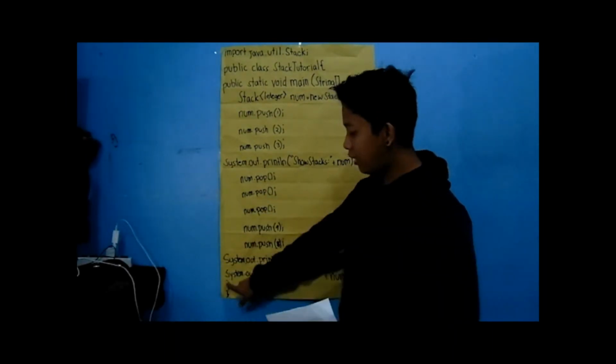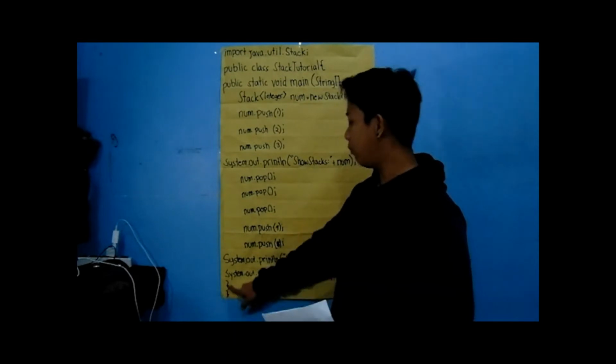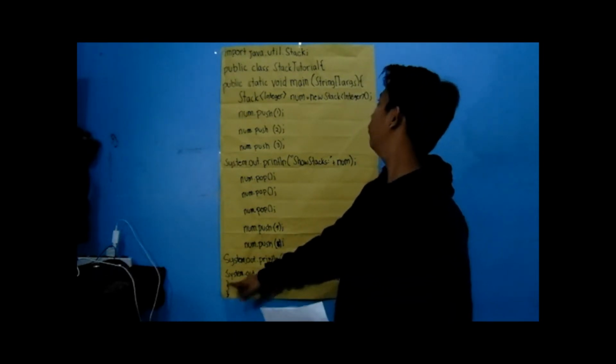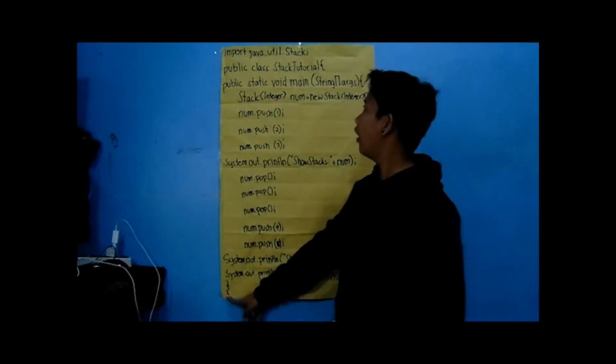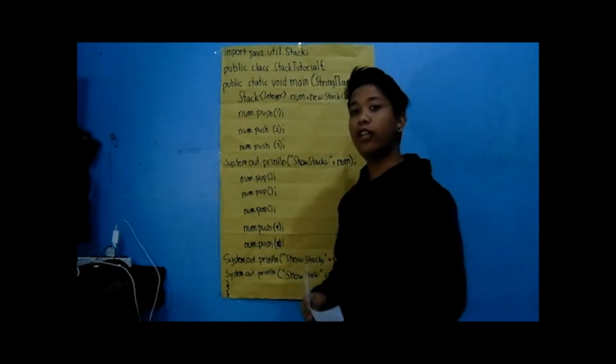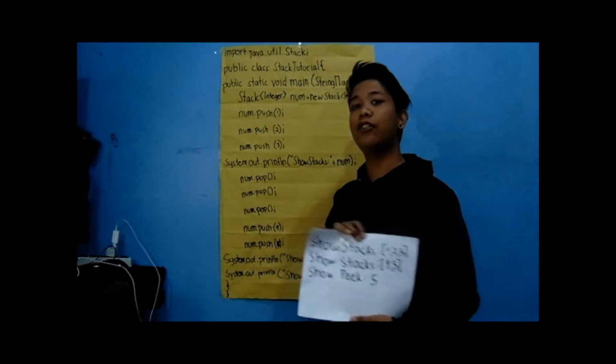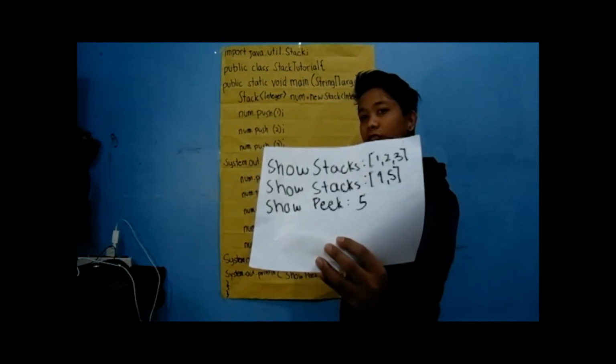And the last are the curly brackets. The first closing curly bracket ends the main method with String args, and the last curly bracket closes the StackTutorial class. And now thank you for listening. That is the stack tutorial, and this is the full output.